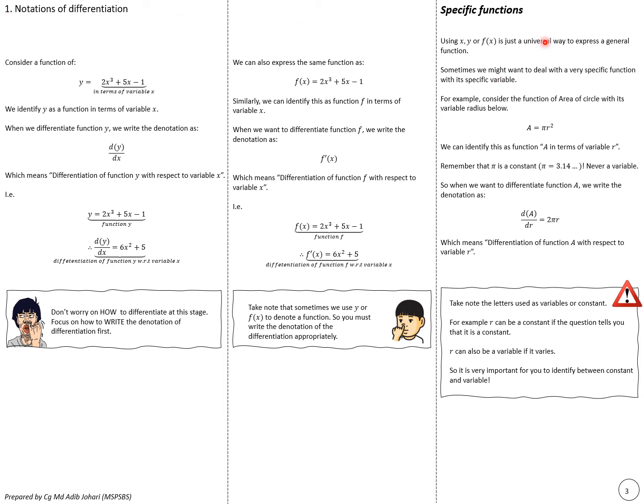Over here I try to explain a specific kind of function which you will be dealing with later. So for example, if you look at this formula, area of circle, this is actually a function of A in terms of variable r, because r can vary, right? So pi here is a constant because it's a fixed number, just the same as 1, 2, or 3. So if I want to differentiate function A with respect to r, which you will do later, you're going to have to write it as dA over dr, which means the differentiation of function A with respect to r.